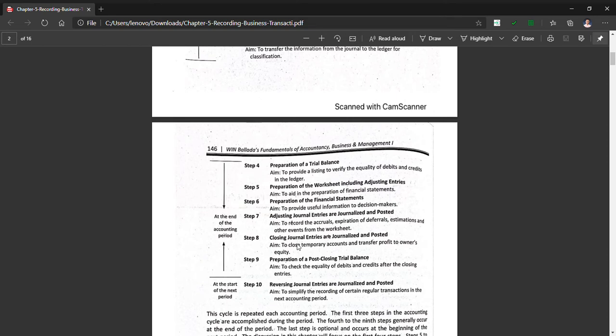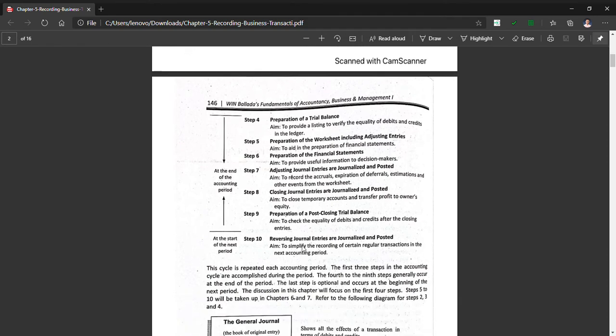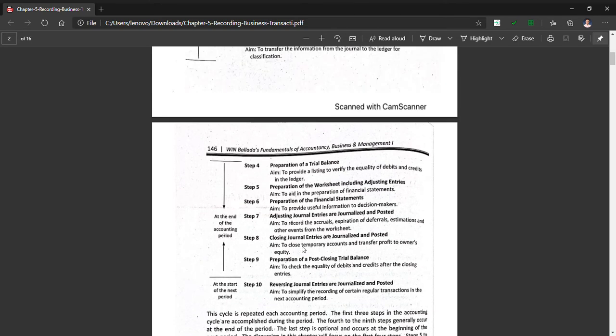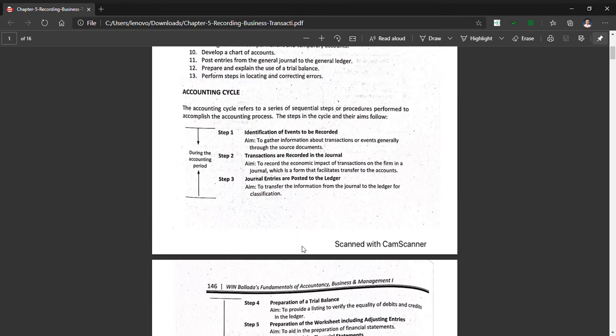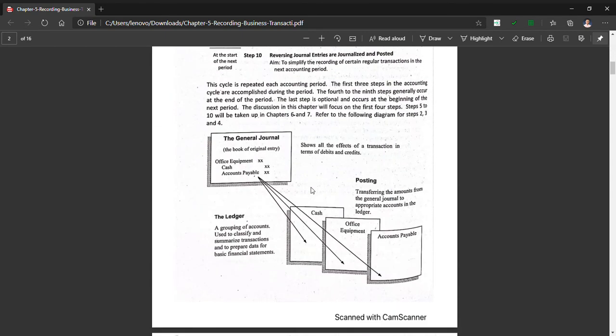While step 10, reversing journal entries are journalized and posted. Okay, so these are all the steps under the accounting cycle. Pero we are primarily concerned with steps 1 to 3. Okay, identification, journalizing, and posting. Ito lang ang di-discuss natin.